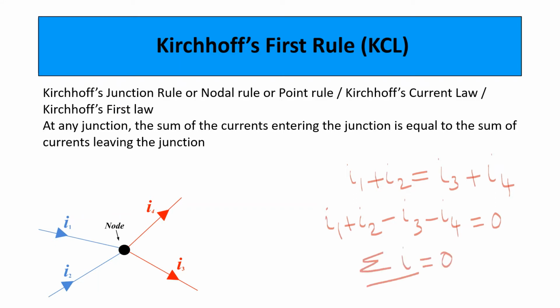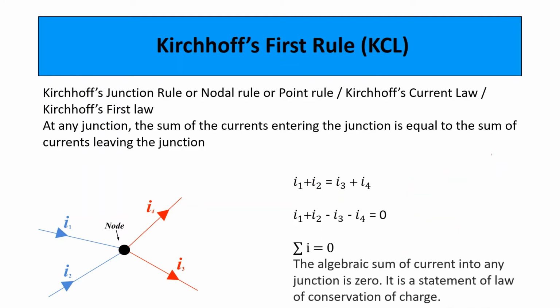The algebraic sum of the currents entering a node or a junction is equal to 0. I1 plus I2 is equal to I3 plus I4 from this diagram. That is I1 plus I2 minus I3 minus I4 is equal to 0. Sigma I is equal to 0. The algebraic sum of the current into any junction will be 0 according to this Kirchhoff's current law. It is based on the conservation of charge.